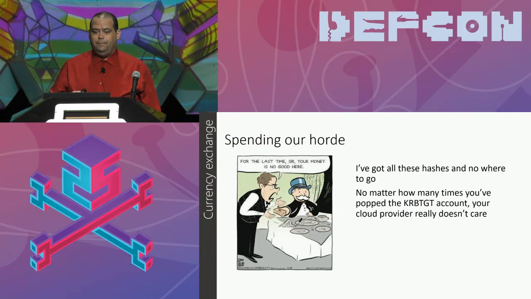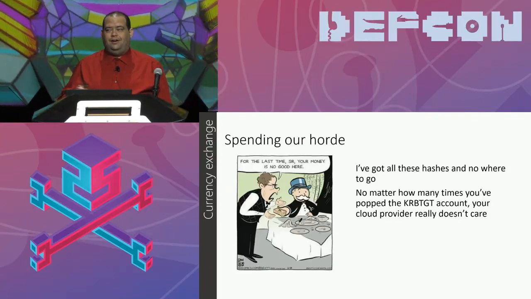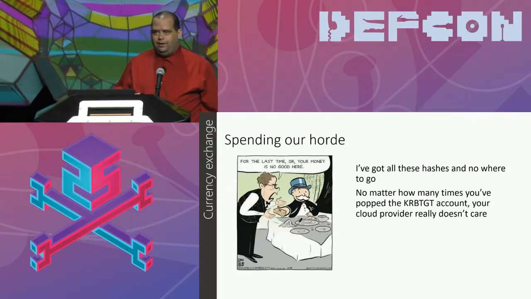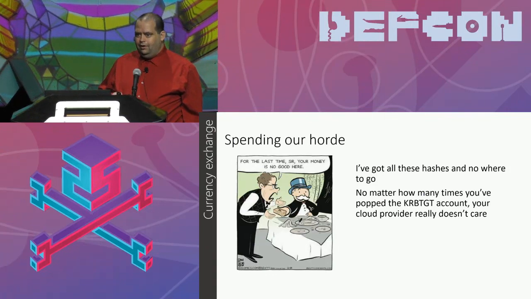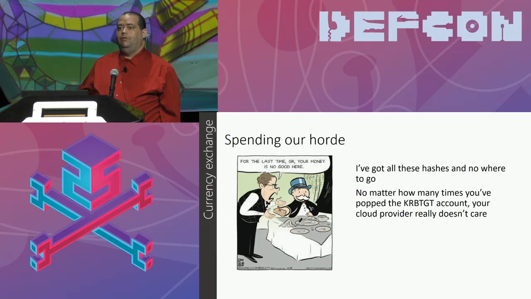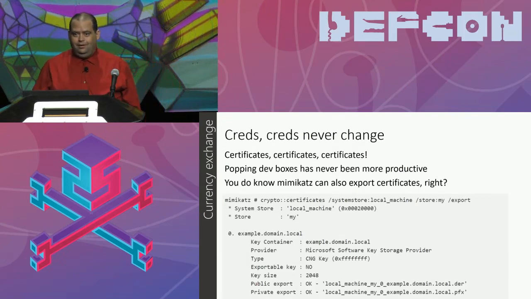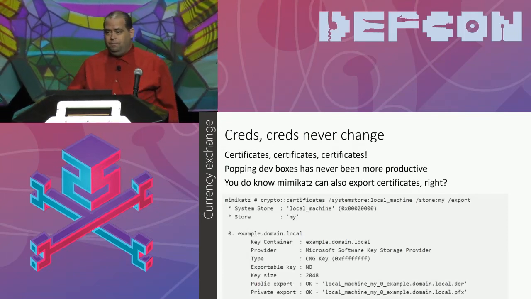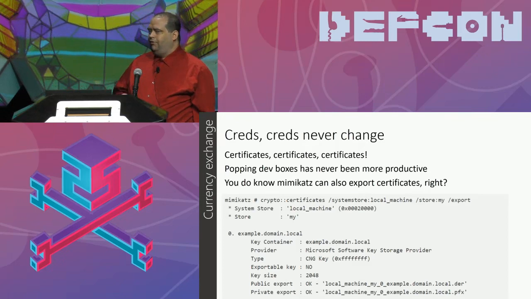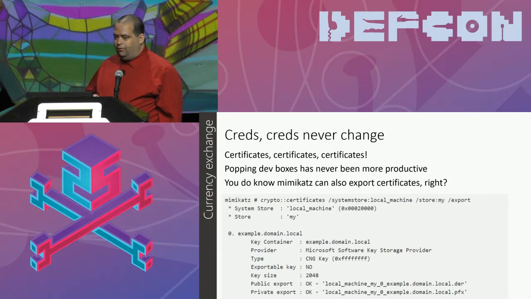Sound succeeded. All right. So we've got all the hashes, we have the Kerberos TGT, but your cloud provider really doesn't care. As Sean was just talking, they speak a different language. They speak federation. You might be able to get in if the federation server that provides that permission is on your domain, but you might not. So what do we do? Well, creds never change. They're always good. The type of cred changes, though. In the cloud world, we're mostly interested in certificates and private keys and API tokens.